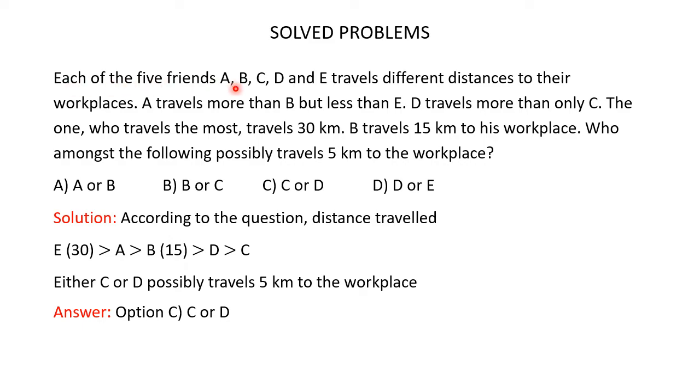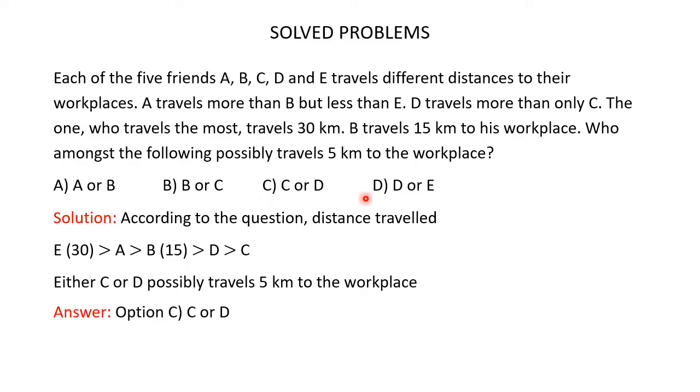Each of the 5 friends A, B, C, D and E travels different distances to their workplaces. A travels more than B but less than E. D travels more than only C. The one who travels the most travels 30 kilometers. B travels 15 kilometers to his workplace. Who amongst the following possibly travels 5 kilometers to the workplace?